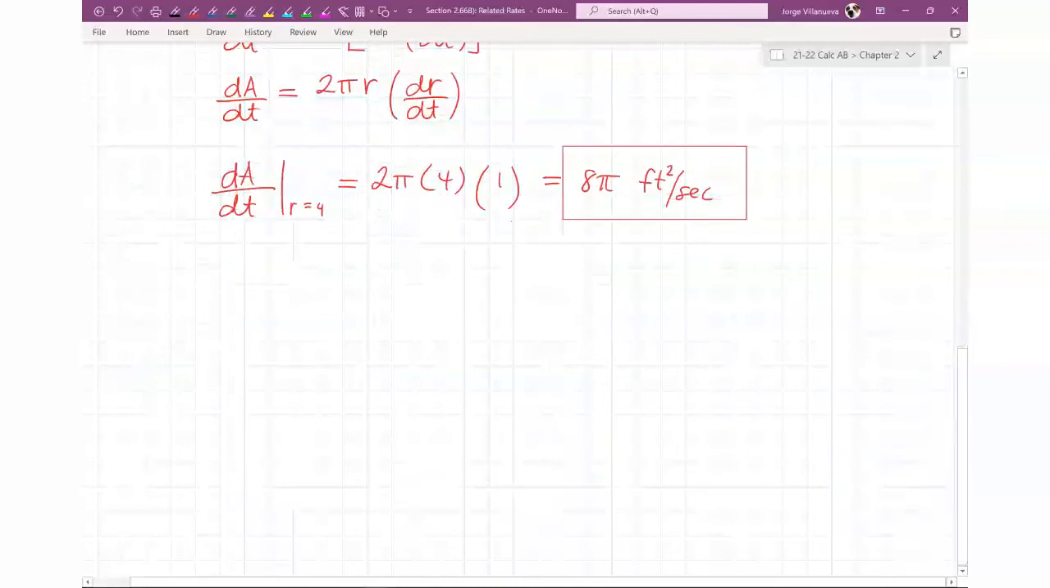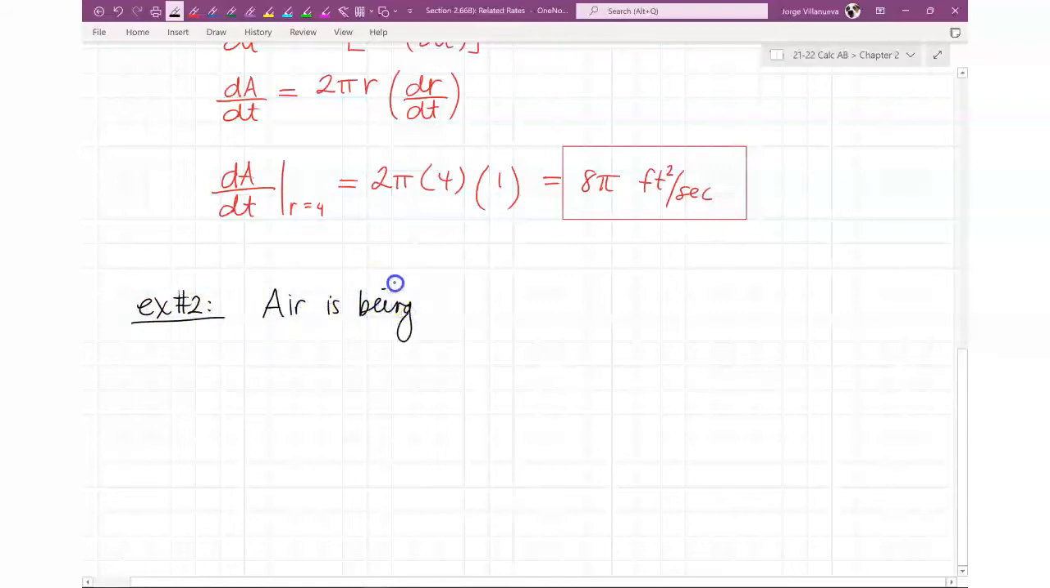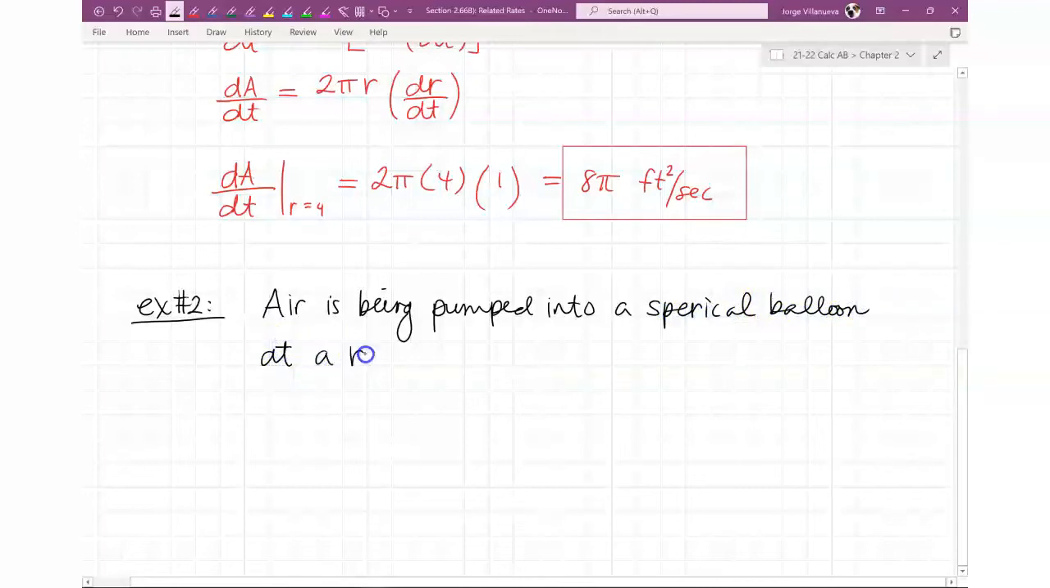Any other questions? All right, so let's do example number 2 here. So air is being pumped into a spherical balloon at a rate of 4.5 cubic feet per minute. So notice there's a keyword right there, rate.